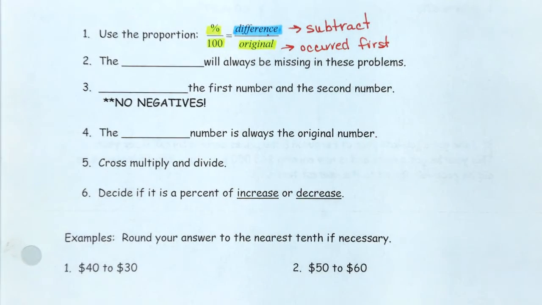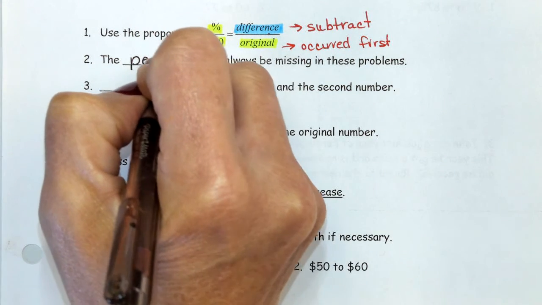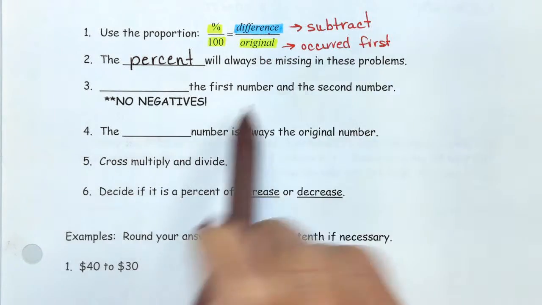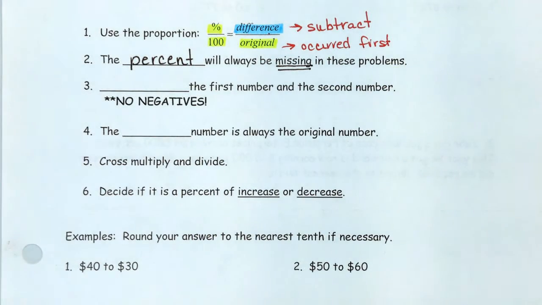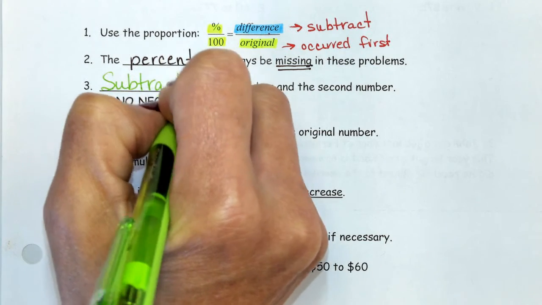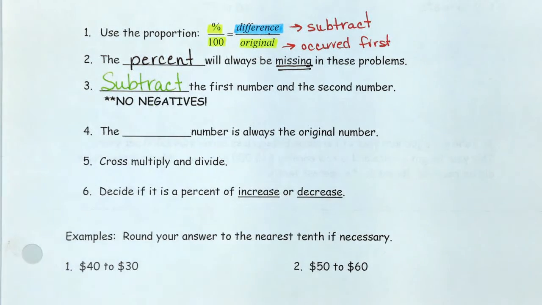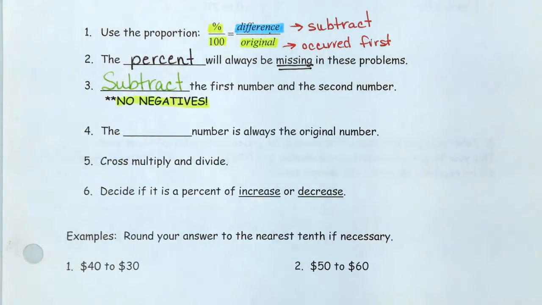All right, so the first part, the percent, will always be missing in these problems. That means you're going to be looking for the percent. All right, you are going to subtract the first number and the second number. You should not have any negatives, and that means that no matter what order the numbers come in, you're always going to take your larger number and subtract your smaller number from that.